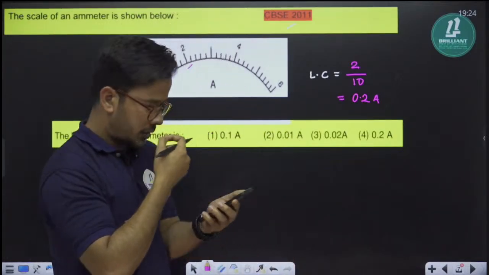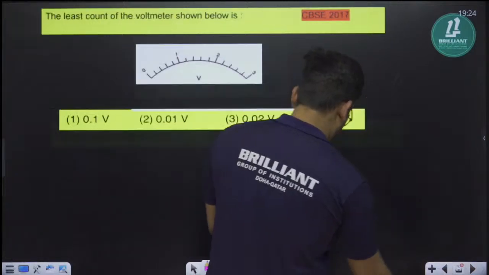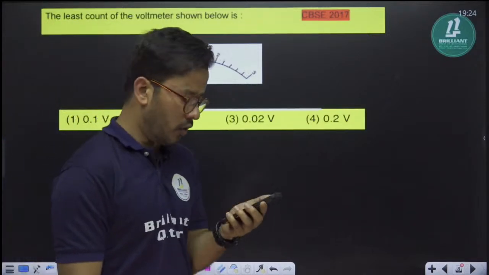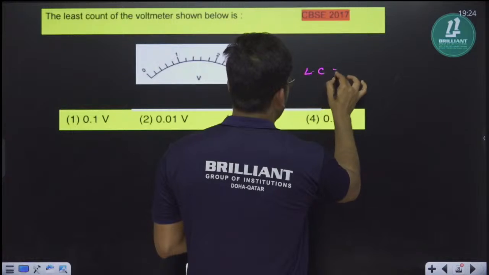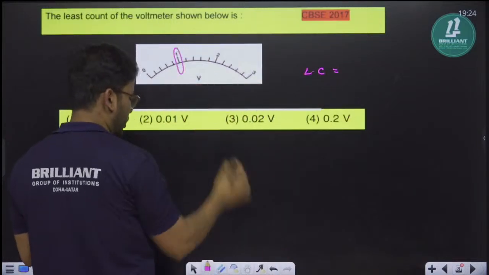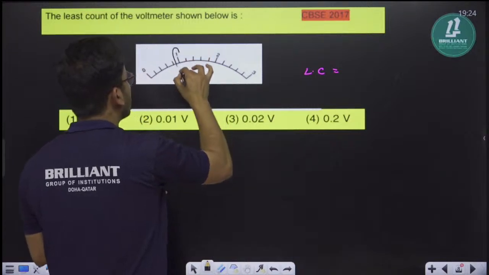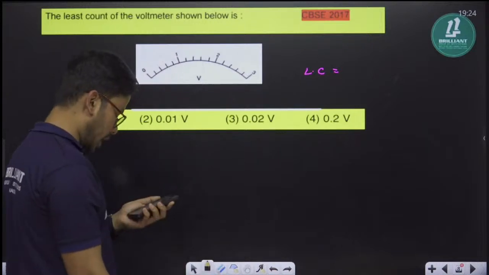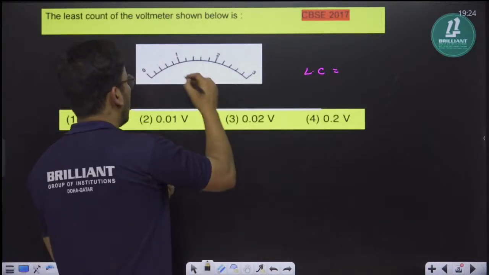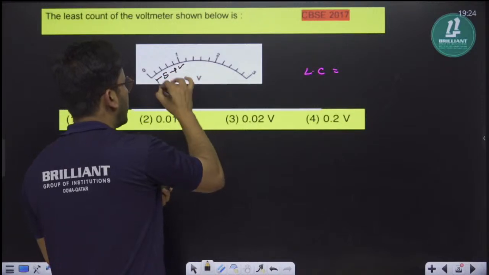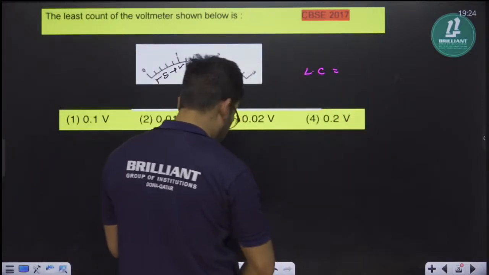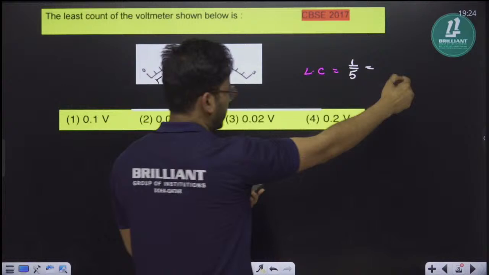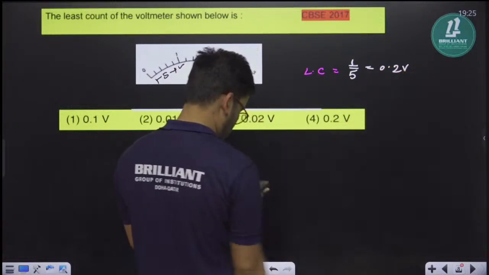Perfect. All right, guys, let me see the next question we have. The least count of the voltmeter as shown. To figure out the least count, I go the same way we have been doing. So least count is value measured in n division divided by number of divisions. 1 divided by number of divisions, which is 5. So 1 divided by 5. What is your answer? The answer is 0.2 volt. Perfect.